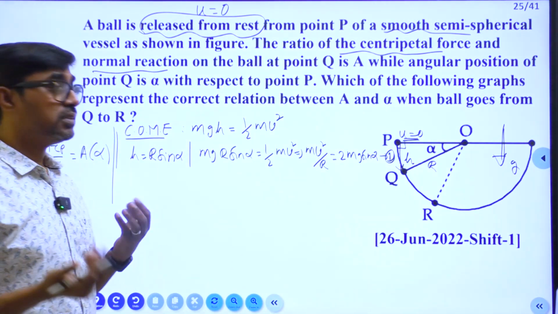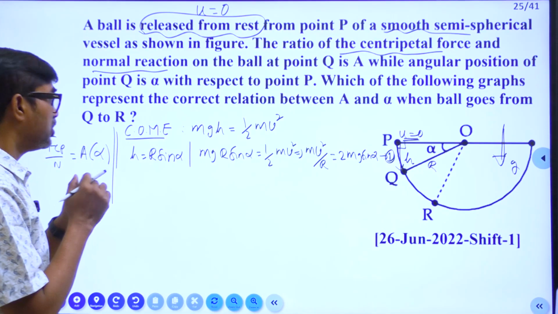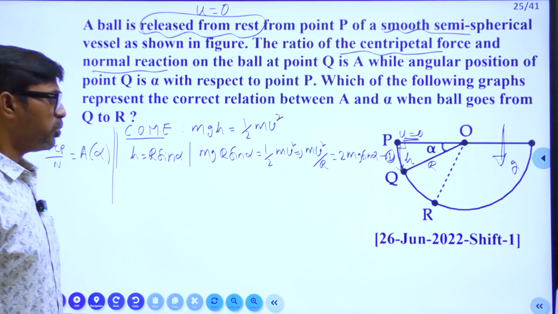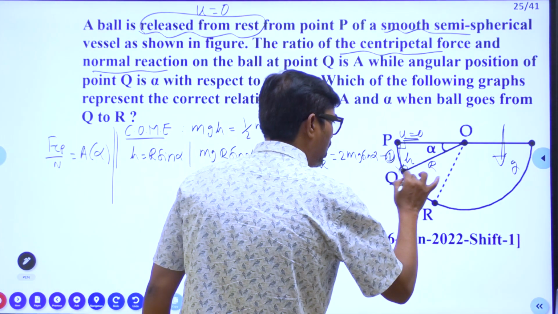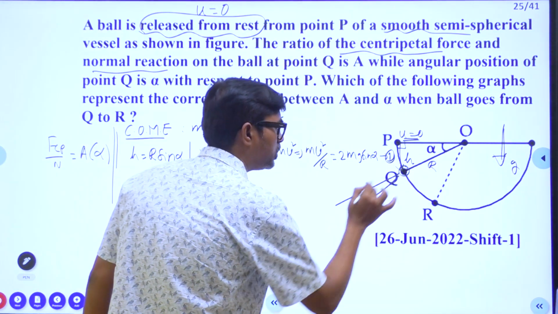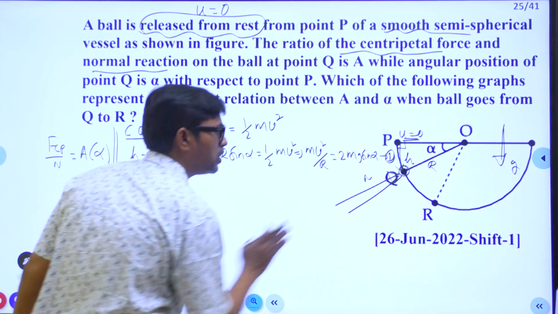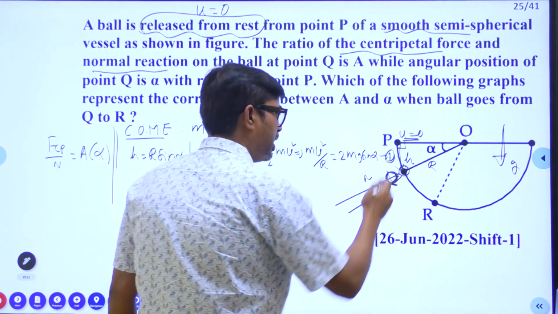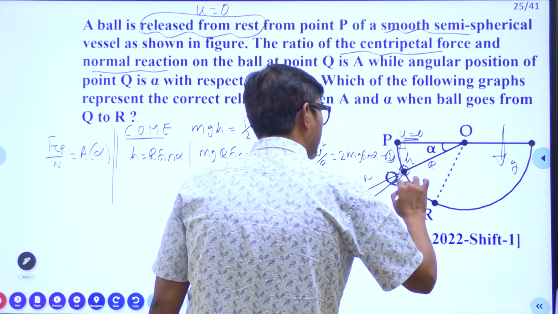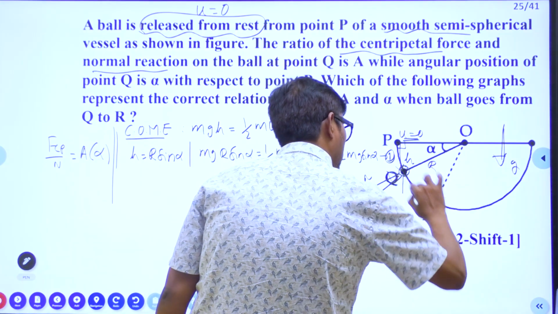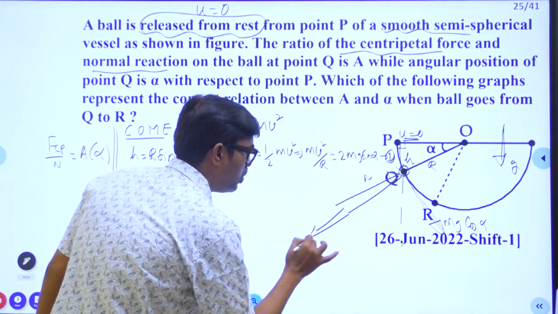What is mv square by r? It is the magnitude of the centripetal force. Okay, centripetal force, I got it. But normal reaction I require, right? So to find normal reaction, I'll have to use a free body diagram, and probably use dynamics of circular motion. Over here, normal reaction will be normal to the surface. The ball will press the surface in this direction, and by action and reaction, the surface will push it towards the center. And mg will be vertical. If the radius makes an angle alpha with the horizontal, the tangent makes an angle alpha with the vertical. So mg is like this, its tangential component would be mg cos alpha. And then mg sin alpha will be in this direction.